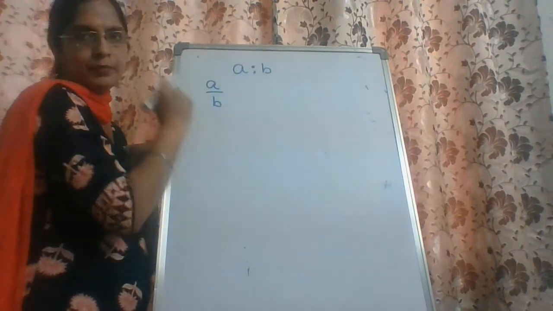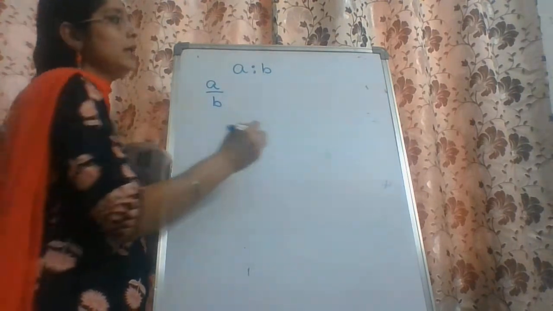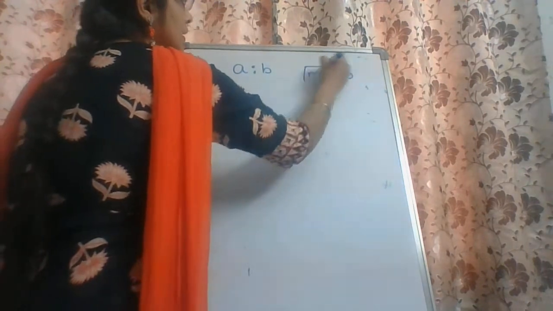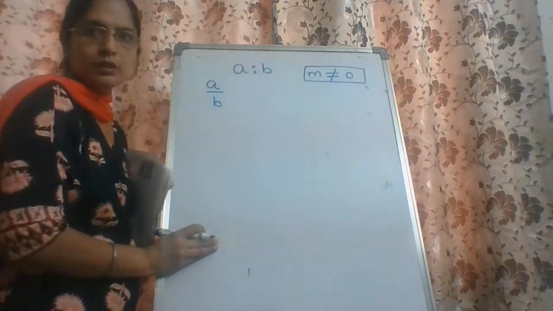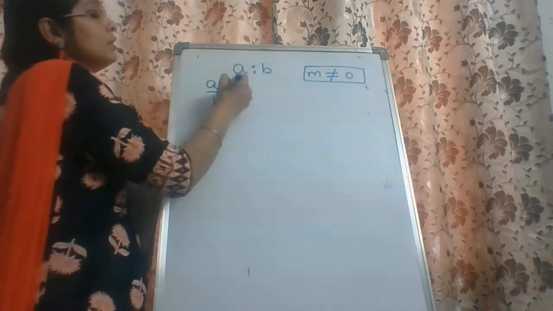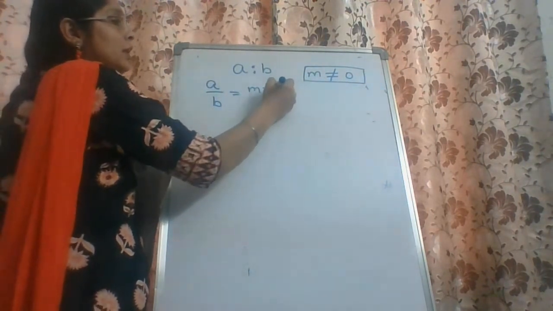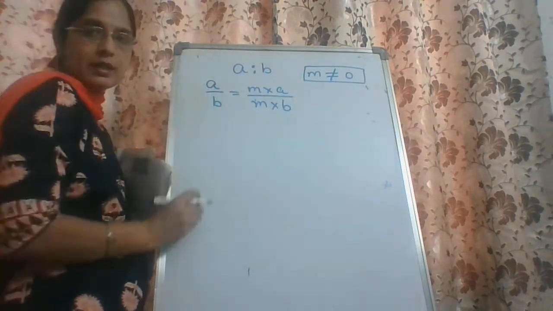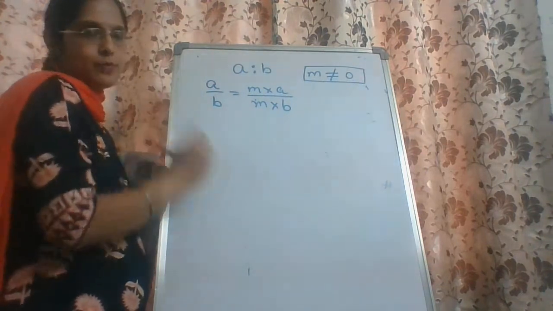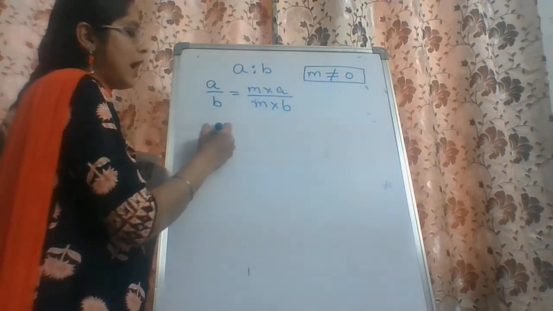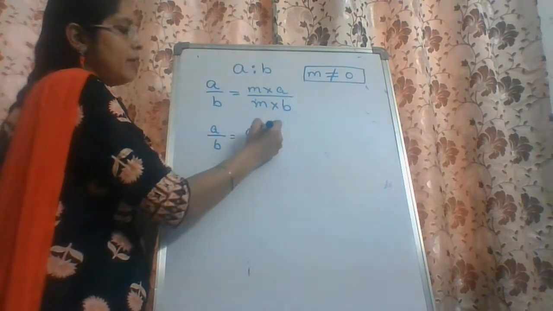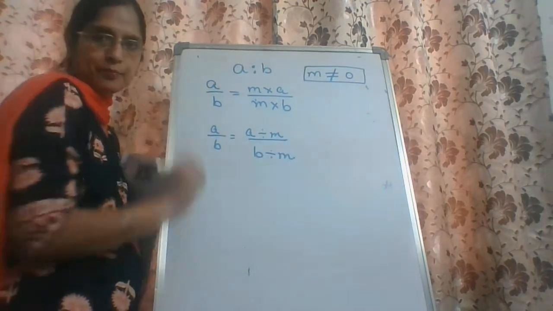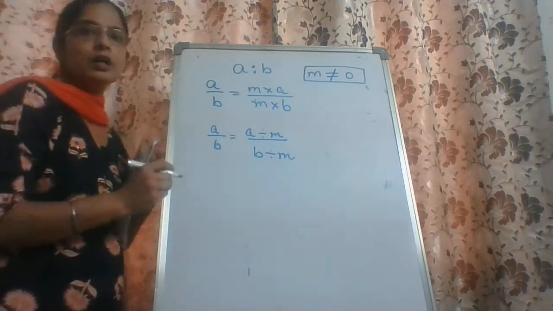A upon B. I can multiply it by any non-zero term M. That means M should not be equal to 0. If I multiply both the terms A and B by any non-zero term, my ratio does not change. It remains the same. Similarly, I can divide it by any non-zero term M. I can write it as A divided by M upon B divided by M. These are the two rules for the ratio.